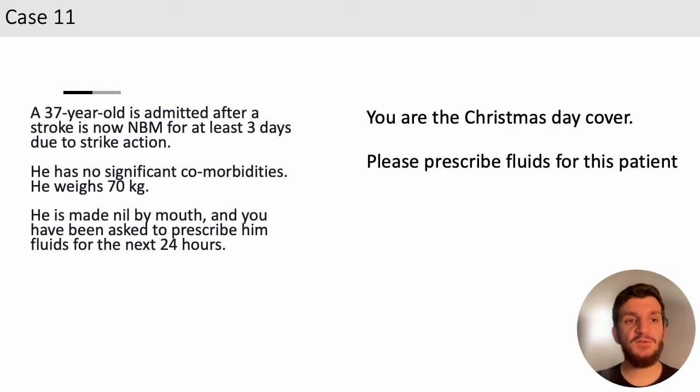You have a 37-year-old man who's been admitted after a stroke, who is now nil by mouth until their review on Friday. So you may be seeing this on a Tuesday, due to strike action. He has no significant comorbidities. He weighs 70 kilograms. He's now nil by mouth. So you've been asked to prescribe him some fluids for the next 24 hours.